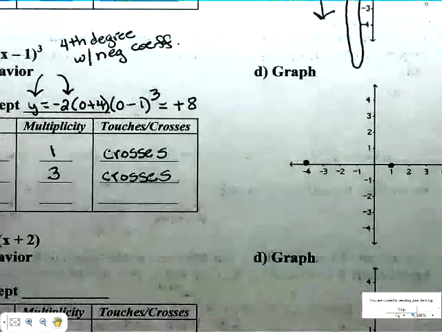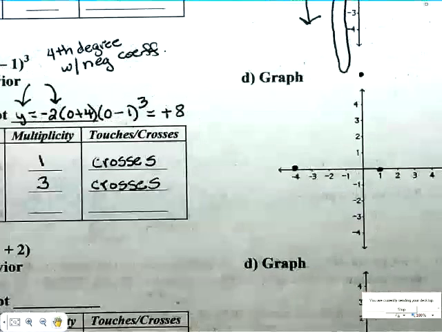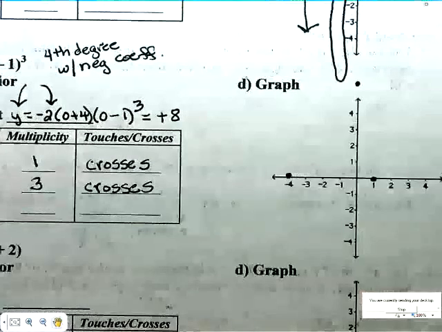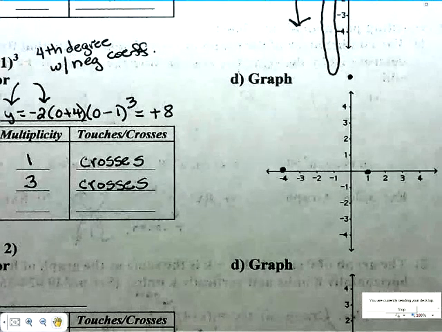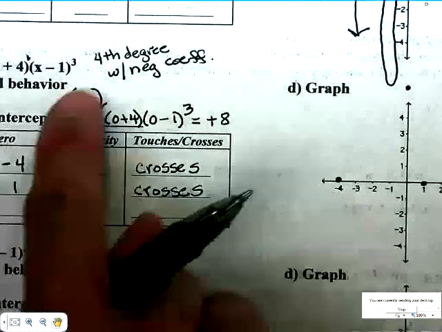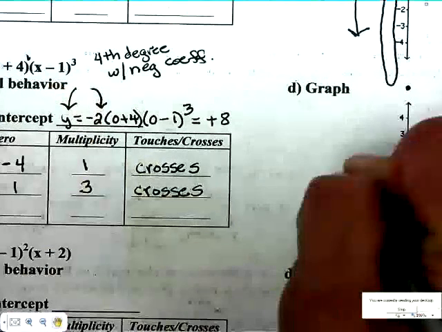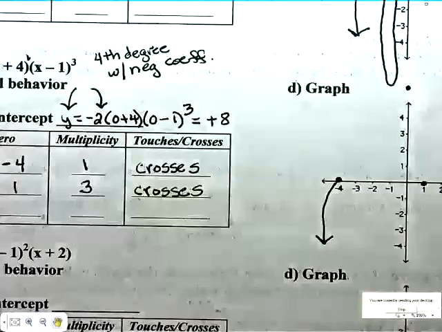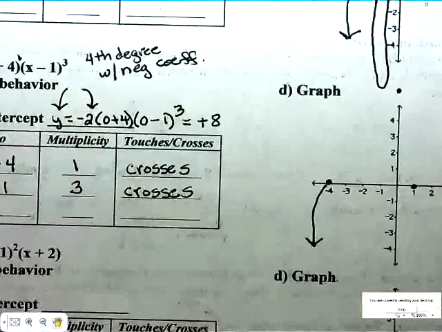And the y-intercept is positive 8. That's way up here somewhere. And what is the graph doing to the left of the leftmost intercept, to the left of negative 4? Well, this is the left end behavior. The graph goes down to the left of that. What is the graph doing to the right of the rightmost intercept? It's going down as well.